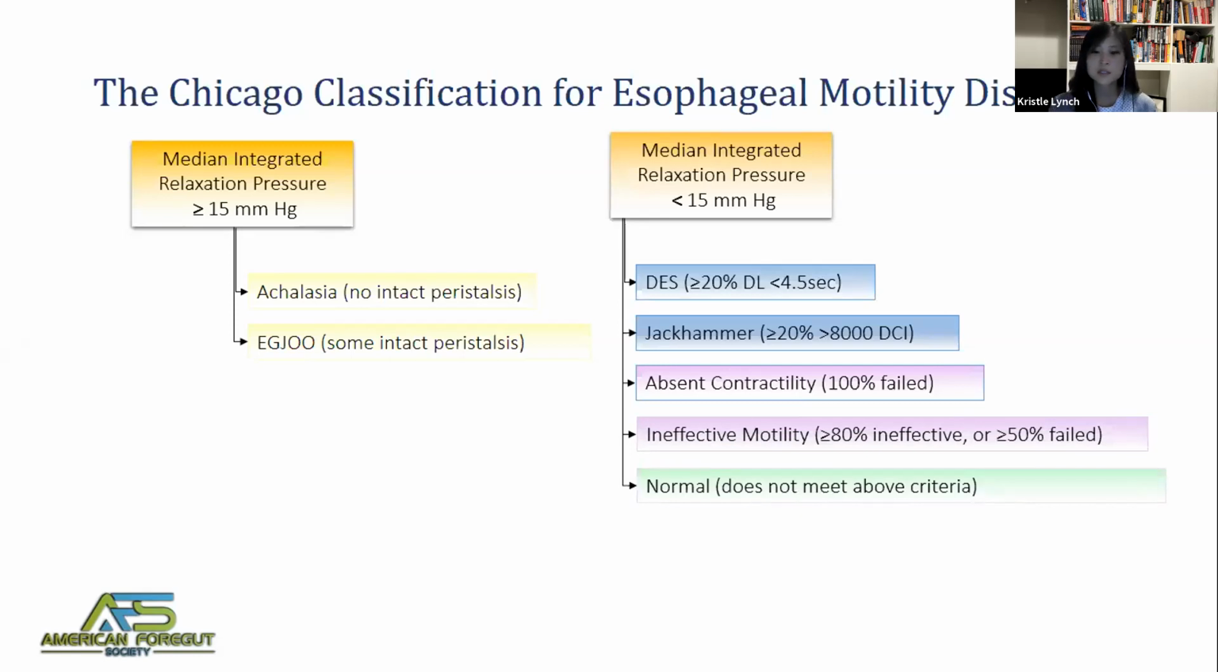So looking at absent contractility, that's 100% failed swallows, so no appreciated peristalsis. And ineffective motility, which is now defined as at least 80% or more ineffective swallows, or the old category of fragmented swallows, or at least 50% failed swallows. We know that esophageal hypomotility correlates with an increased acid burden. And so these are important things to keep in mind when we're trying to put together the whole picture for a patient.